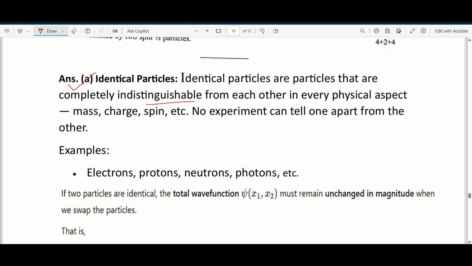So if you have two red balls of the same size and the same shape, we cannot distinguish them. That type of particle is called an identical particle: identical in every physical aspect, such as mass, charge, spin, etc. No experiment can tell one apart from the other. These are called identical particles, like the quantum particles electrons, protons, neutrons, photons.